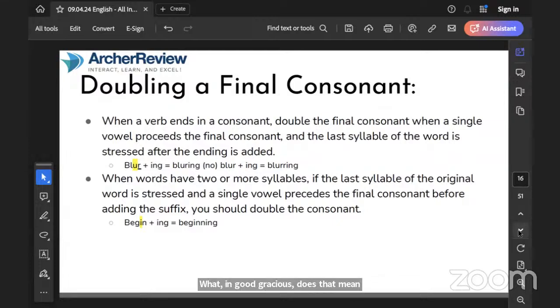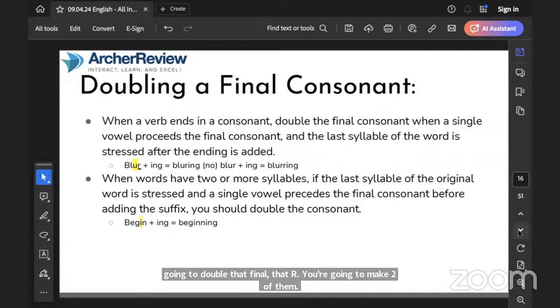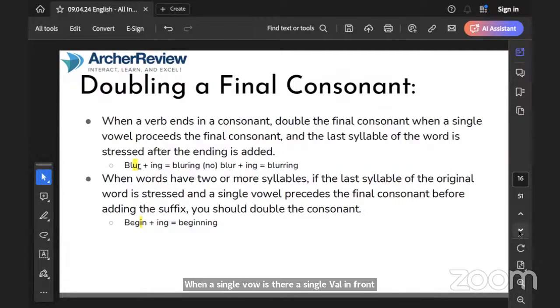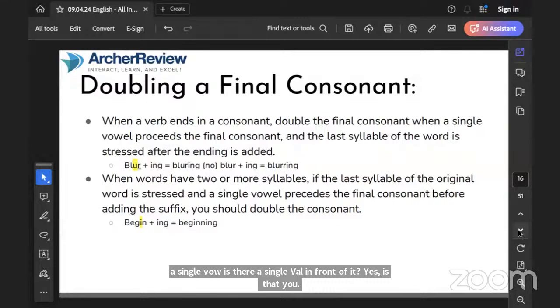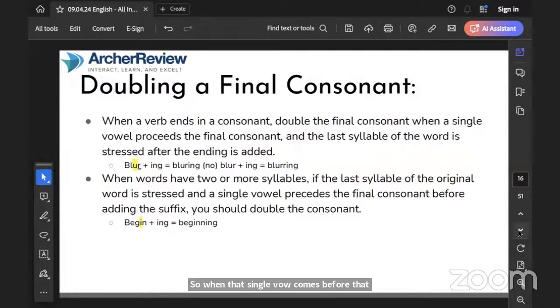Well, for example, if you have the base word blur, it ends in an R, so that's where you've got a verb, blur. If I'm talking about it as a verb, like I'm going to blur that out. So when the verb ends in a consonant, this one ends in R, you're going to double that final consonant, that R. You're going to make two of them. When there's a single vowel, is there a single vowel in front of it? Yes, it's that U. So when that single vowel comes before that consonant R, and the last syllable of the word is stressed.